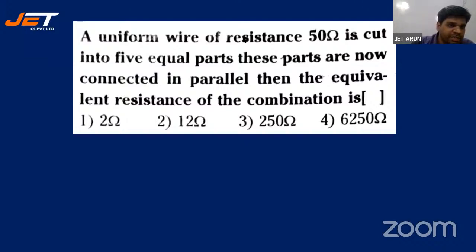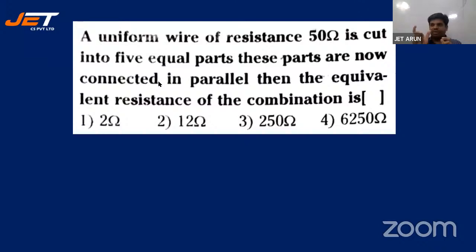Yes, Akhil says 10. Jessica says 10 ohms, right? Excellent. I'm not asking the option, students. I'm just asking, if you cut a 50 ohm wire into 5 equal parts, what is one part? 50 ohms by 5, 10 ohms, right? Now that is connected in parallel. Yes, one part is 10 ohms. Sandhya, excellent. Okay, all right. You all got the point. 10 ohms is right. Each part is 10 ohms.